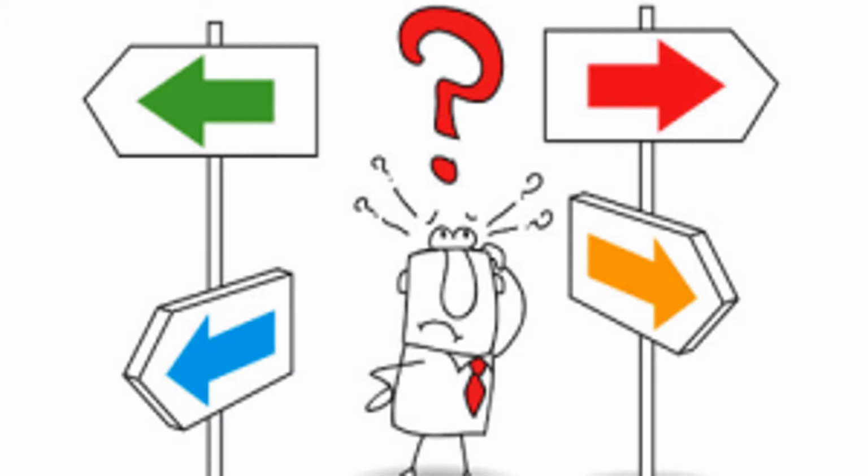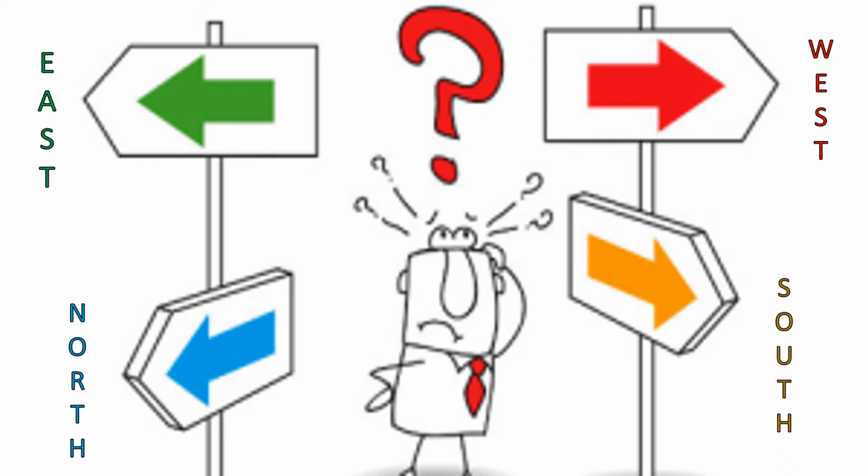Children, do you know the four major directions? Here comes the first one. East, west, north and south. So these are the four major directions or the four main directions. And now in the future slides, we will learn about them a little more.